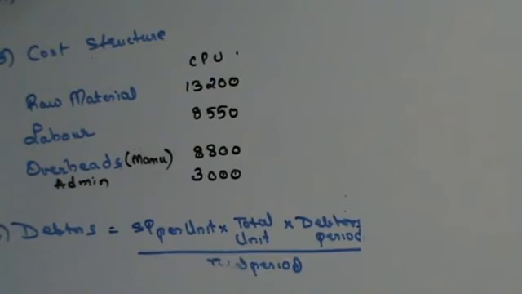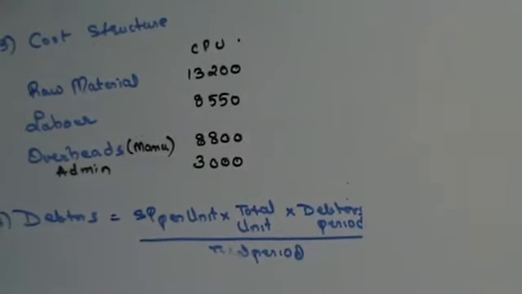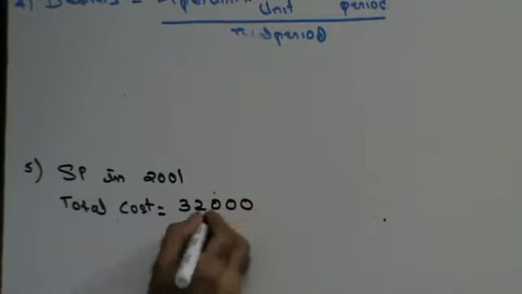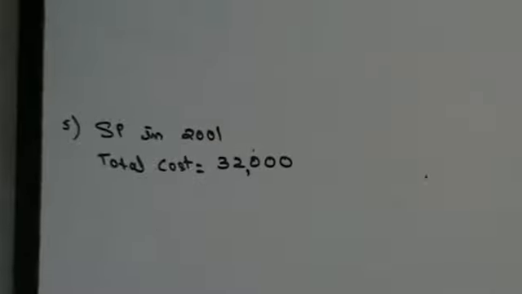Now, selling price per unit will rise by 10% over last year. Let's see working note 5. First, let's find out the selling price in 2001. In the year 2001, your total cost was 12,000 plus 9,000 plus 8,000 plus 3,000, that is 32,000. Everyone's understood how I got it?